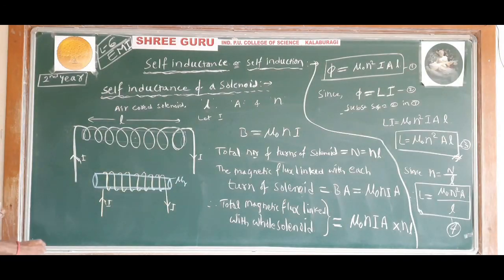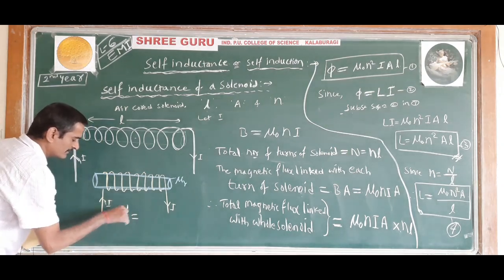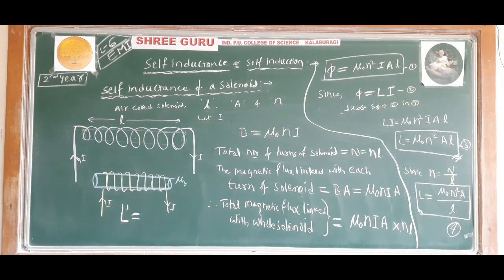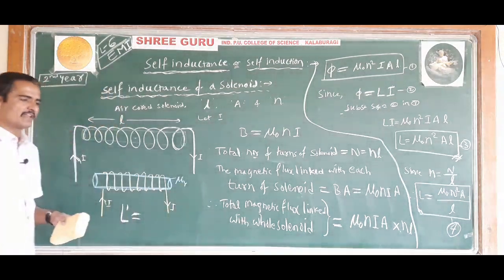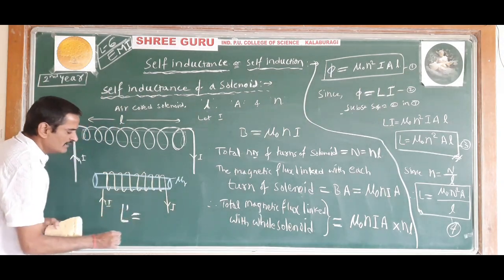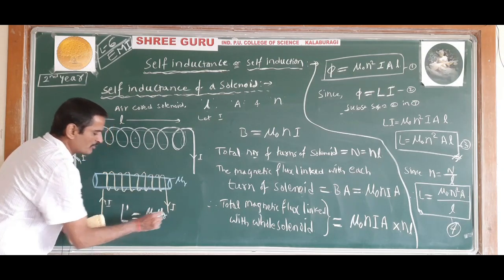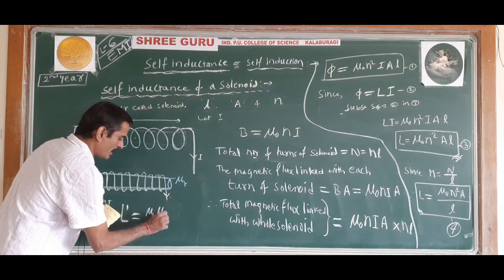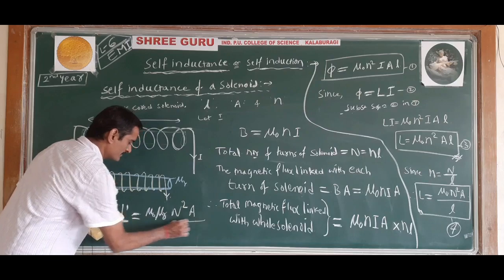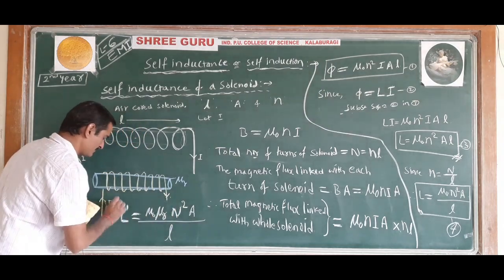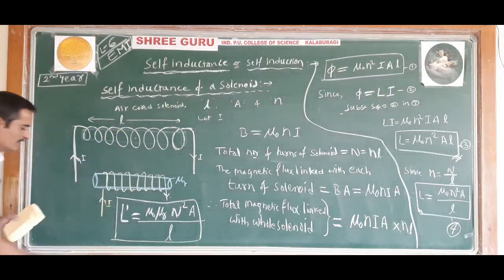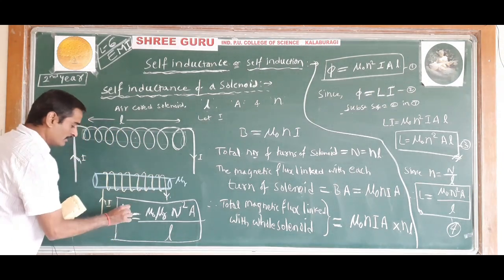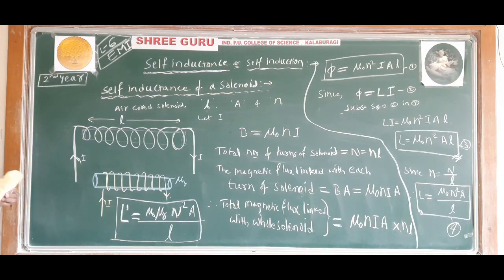Then the self inductance of the coil is given by L dash. So if, instead of an air cored solenoid, the solenoid is wound on a magnetic material of permeability mu r, then the self inductance of that solenoid is given by L dash is equal to mu naught into mu r, n square A divided by L. So this is the expression for self-inductance of a magnetic material cored solenoid.